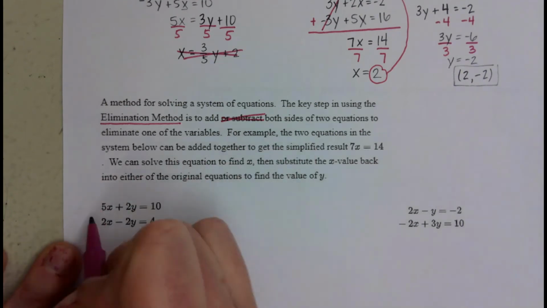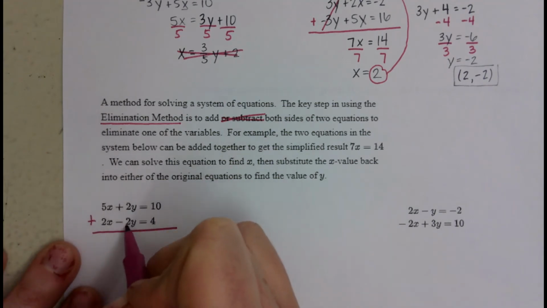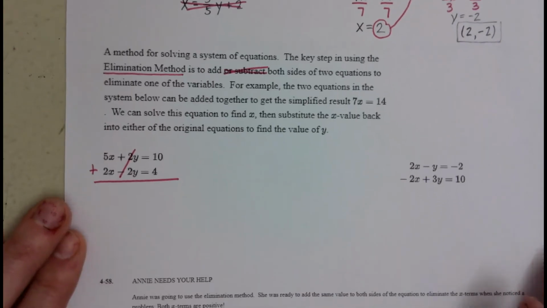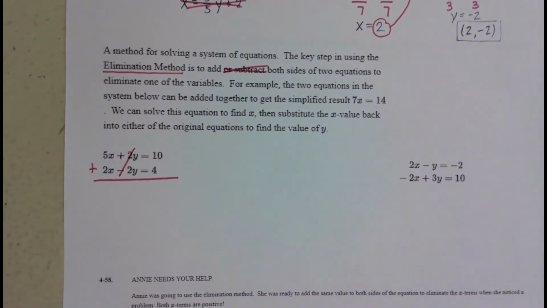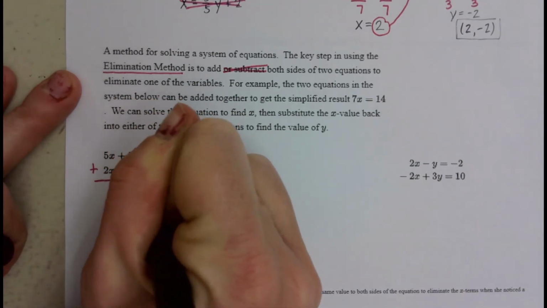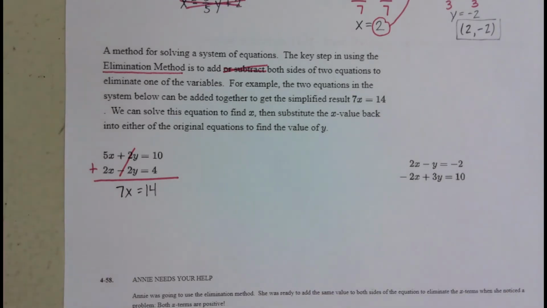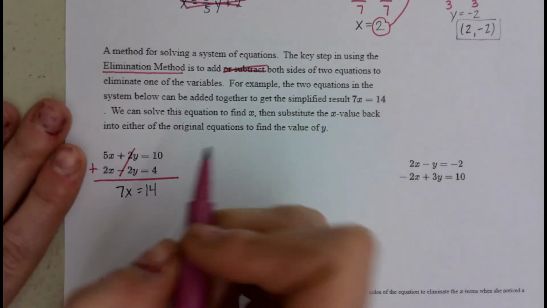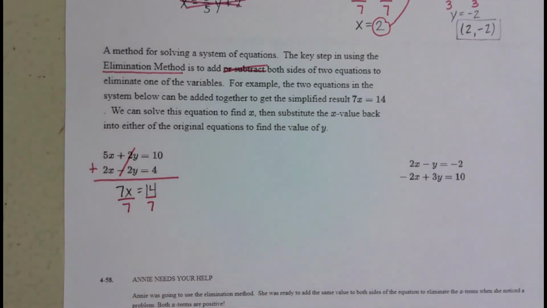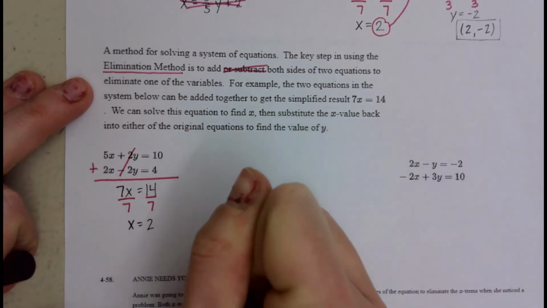You can add these together, and the positive 2 and the negative 2 will eliminate each other because they will make 0. That leaves you with 7x equals 10 and 4 make 14. That's where they got the 7x equals 14. And now we can simplify or solve. So we divide by 7 on both sides, so we get x equals 2. So 2, comma.